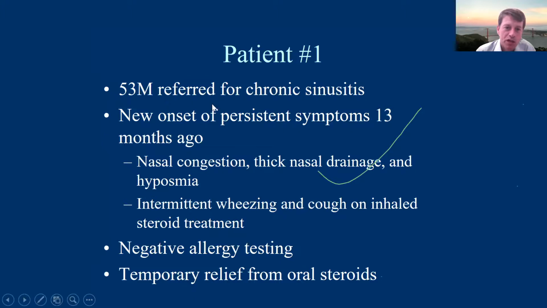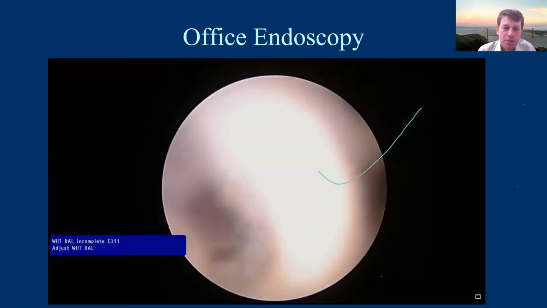This is a 53-year-old gentleman who was referred for chronic sinusitis. He had a new onset and has had persistent symptoms for a little over a year, the typical symptoms that we would suspect. He had not previously been diagnosed with asthma, but he did note some intermittent wheezing and cough, and he was on an inhaled steroid treatment. He went through allergy testing, which was negative. He did have some temporary relief from oral steroids.